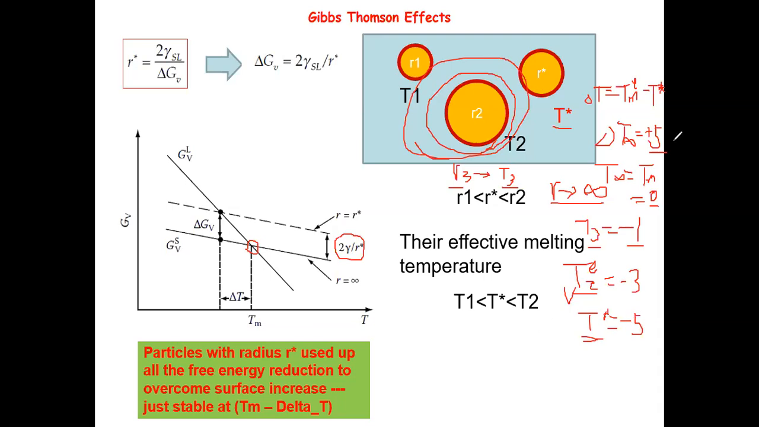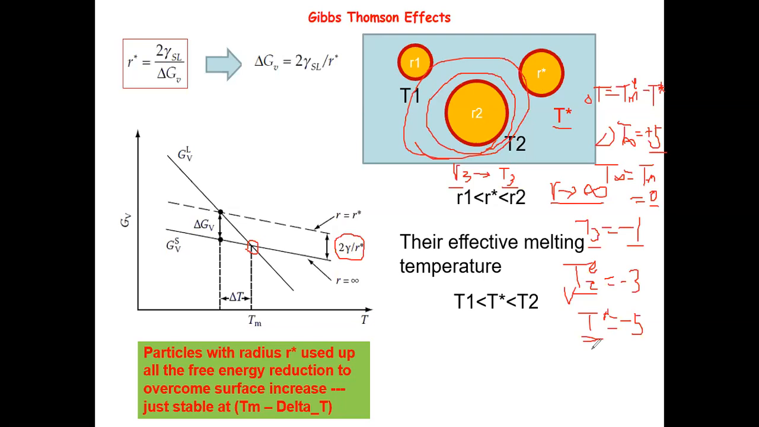Because for the original system, we impose a 5 degree supercooling, right, compared to the infinite bulk phase. But we know that if you have a finite particle with radius R, my supercooling now becomes only 2 degrees. So I use 3 degrees of the supercooling, in a certain sense, to overcome my interface energy. So I can only use the remaining, which is only 2 degrees. That makes sense to everyone?